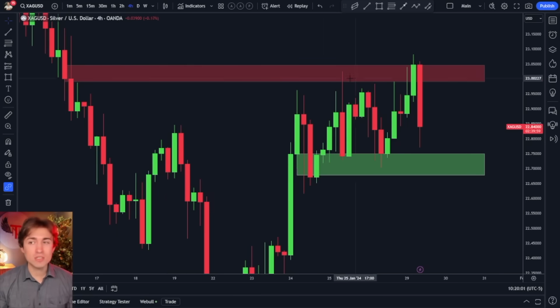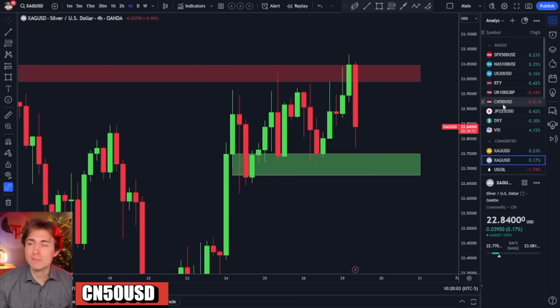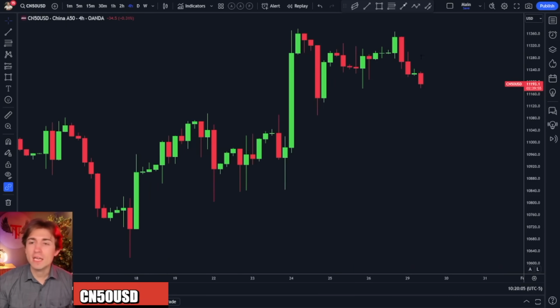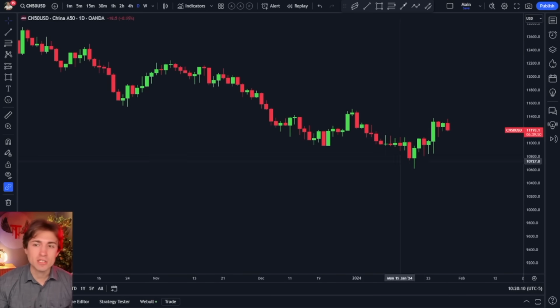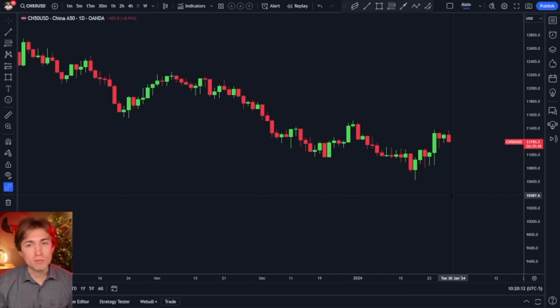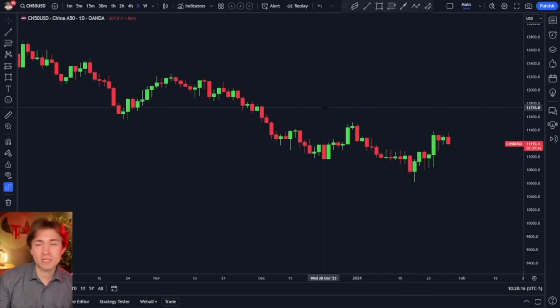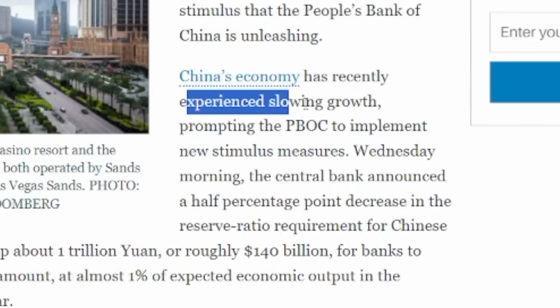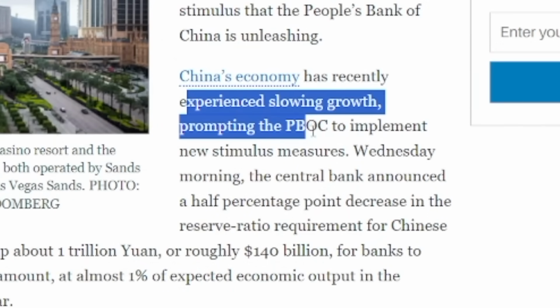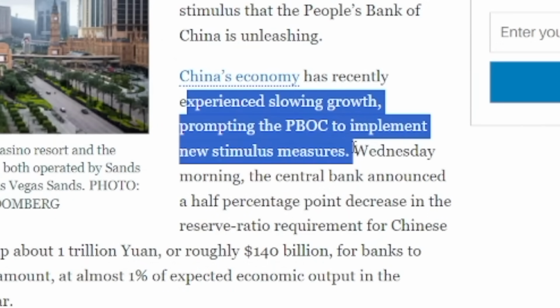And I should add the US and China, because China, as I mentioned, is a key player here. If you do get a rebound in the Chinese economy and the stock market, they've been recently implementing new ways to try and stimulate their own stock market, which I'll pull up an article about so we can get a closer look. China's economy has recently experienced slowing growth, prompting the PBOC to implement new stimulus measures.